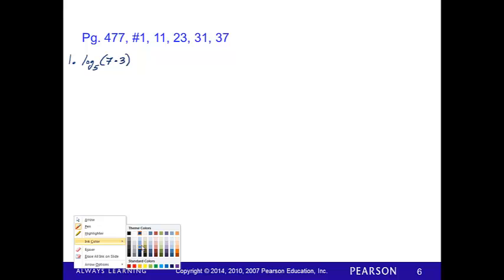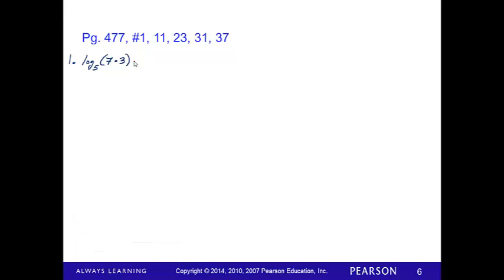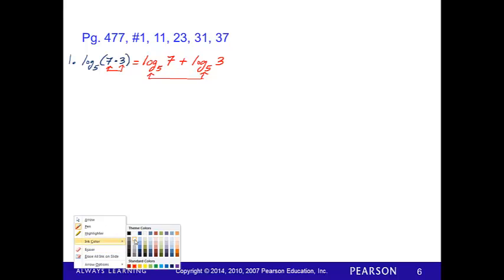Well, we see we have a product in our argument. So the rule is that we're going to separate it. So we're going to have two individual logs, so log base 5 of 7 plus, because you add in between, log base 5 of 3. We had two things being multiplied inside our argument, therefore we should have two individual logs. And of course we cannot evaluate these without a calculator, so we leave it in that form.